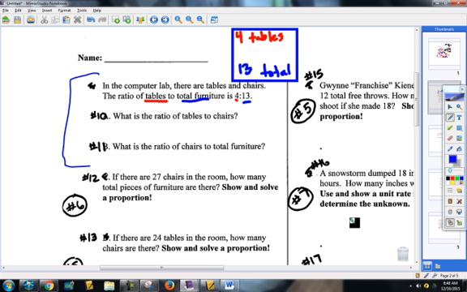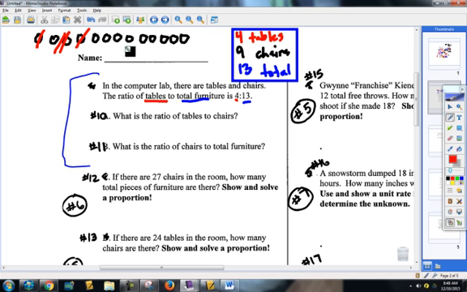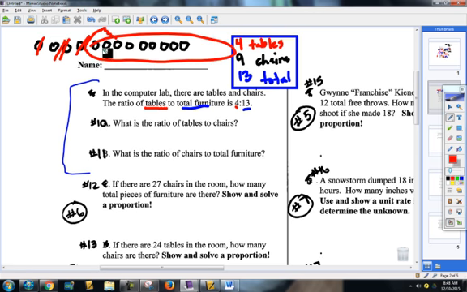Okay. Now most of you are pretty good at this. You're able to just kind of say, okay, well then that means if there's 13 total, 4 of them are tables. That means 9 of them must be chairs. If you're somebody that struggles with that idea, just say, okay, here's my 13 pieces of furniture. 8, 9, 10, 11, 12, 13. I know that 1, 2, 3, 4 of them are tables. That means the rest must be chairs. So just add them up if you need to do that. I don't think we do, but just wanted to throw it out there.